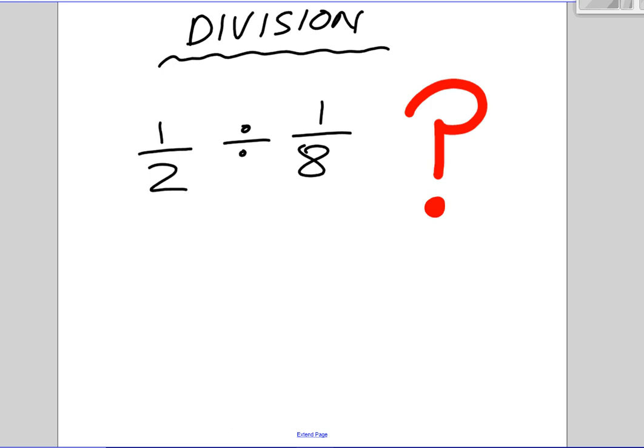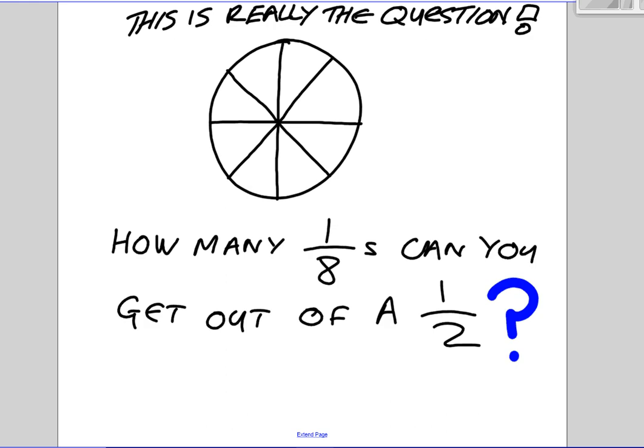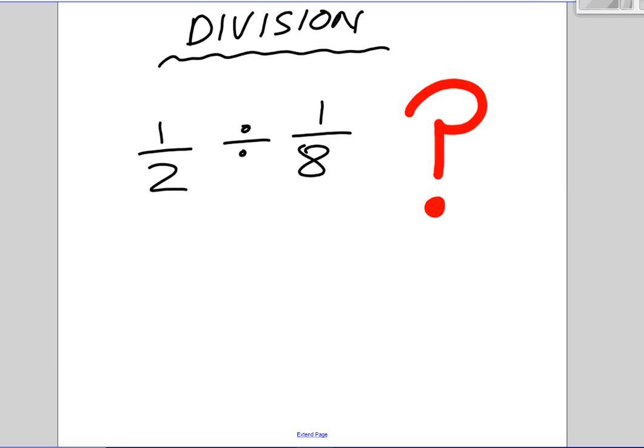Oh, I'm nearly home and dry here. Division. Right, we've done add, subtract, multiply. We're moving on to division. So we're on a home run now. Half divided by an eighth. Right. What do they mean by this? Like it says, this is really the question. When you're dividing by something, they're saying, how many eighths can we get out of a half? That's what they're saying there.